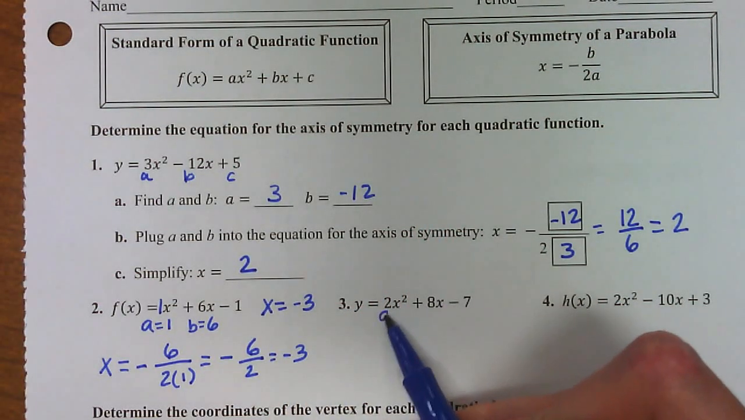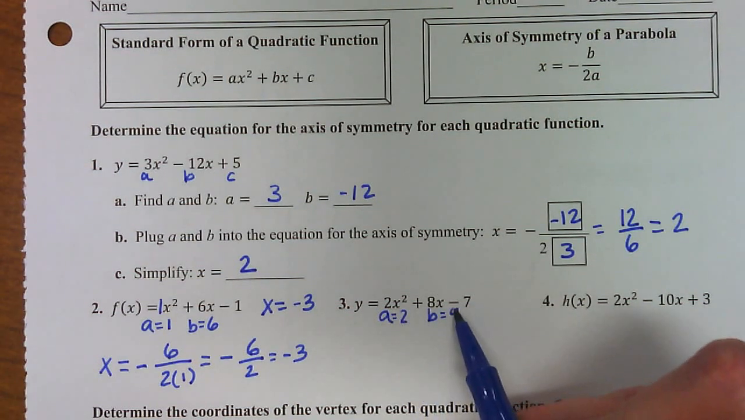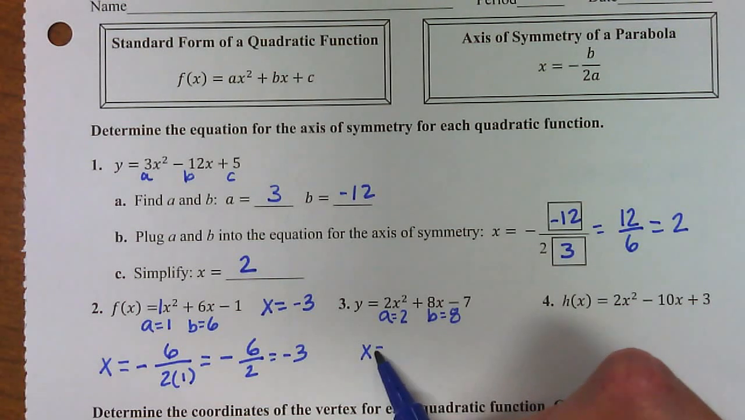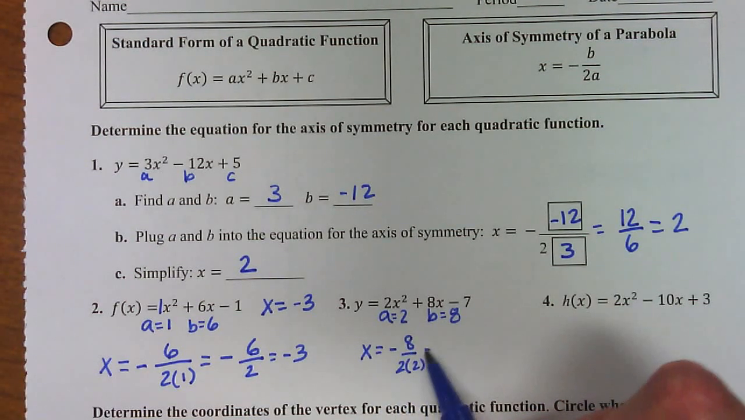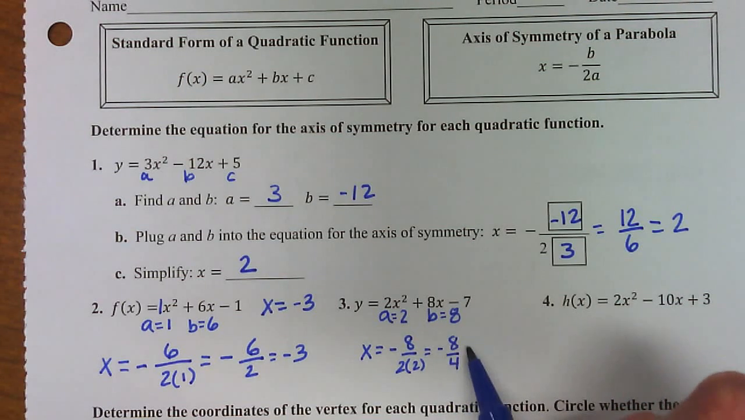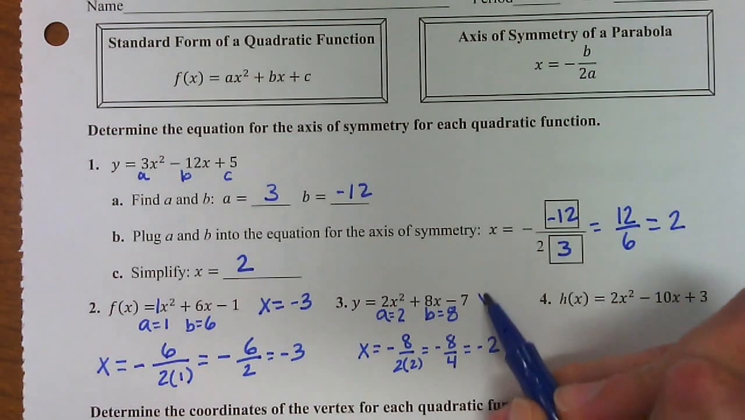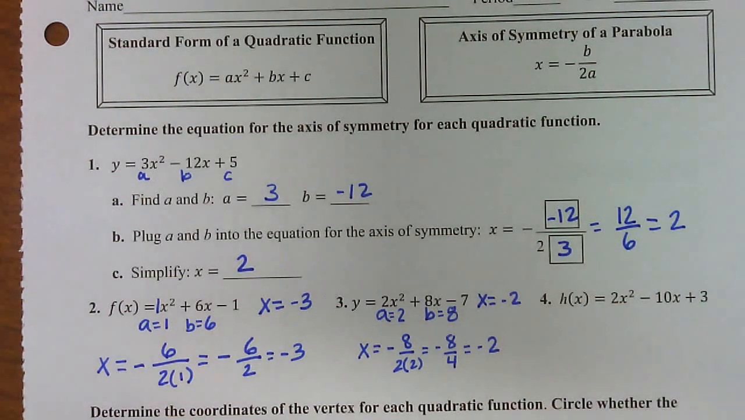For number 3, this is a, this is b. So a is 2, b is 8. X equals negative 8 over 2 times 2. So negative 8 over 4, which is negative 2. So our final answer, x equals negative 2.